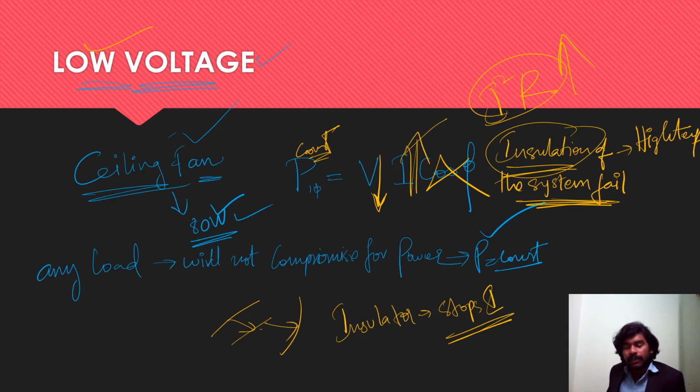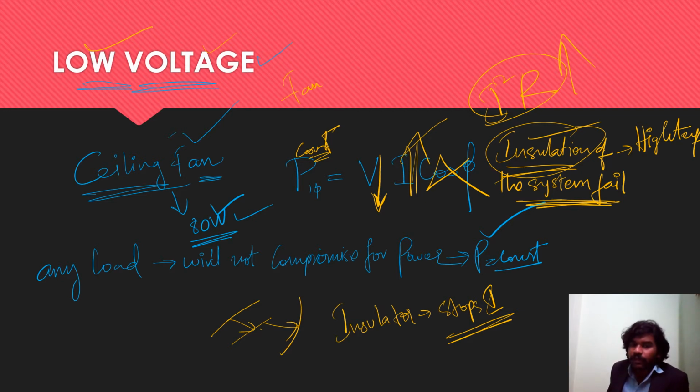Similarly, if insulation is not there in between the conductors, then current will get a short path and it gets short circuited. It flows and rises to a very high value. That is the main problem. So basically, failure occurs due to failure of insulation. Under low voltage condition, your insulation shall fail. That's what happens.